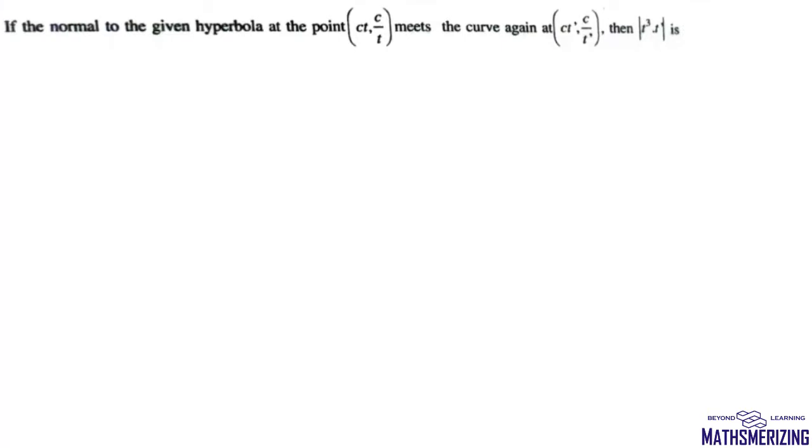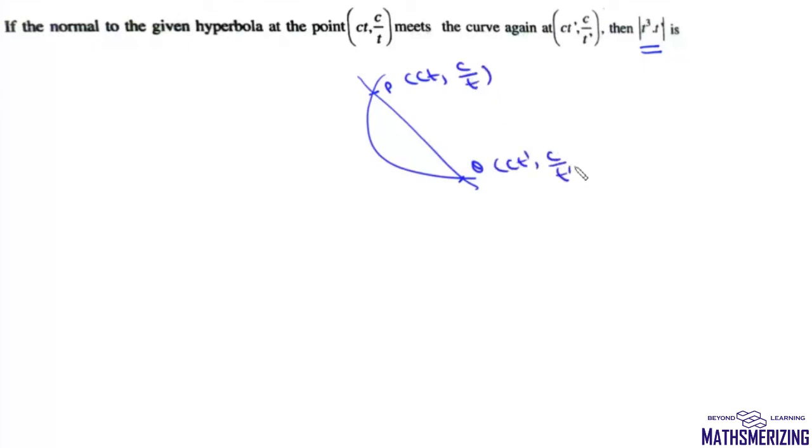Now here the question is, if the normal to a given hyperbola at a point ct, c upon t meets the curve again at ct dash, c upon t dash, then the value of t cube into t dash is. Now we have drawn a normal at this point say P and it meets the curve again at this point Q. Now this is ct, c upon t, and it is ct dash, c upon t dash.